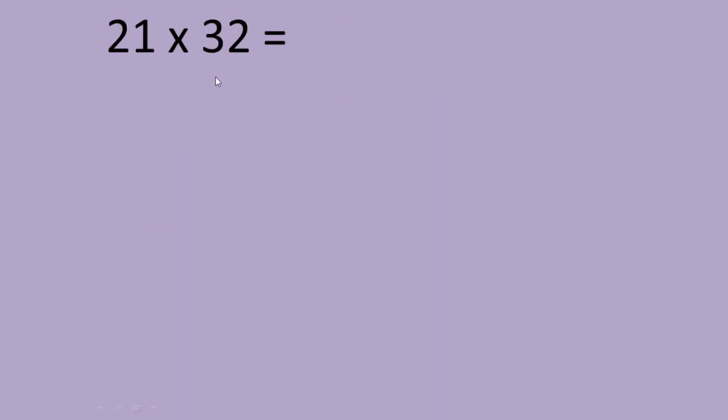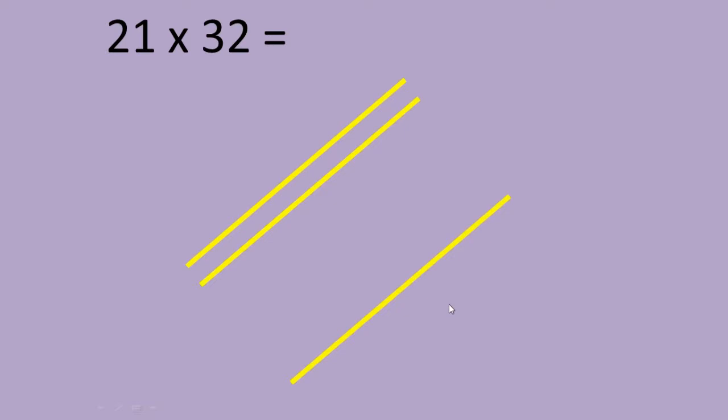In the second example, we have 21 times 32. So we're going to draw the lines. We have 21: 1, 2, space, then 1. The next number is 32: 1, 2, 3, space, then 1, 2.